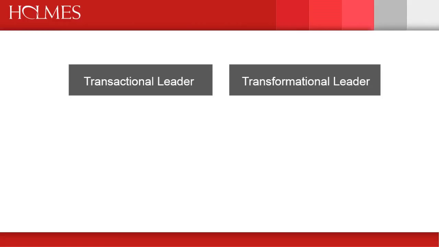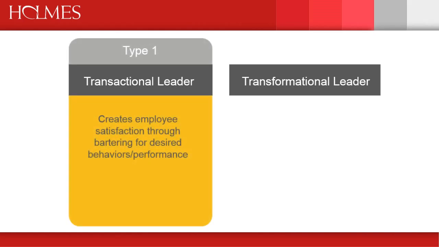Leaders can also be classified as transactional or transformational based on their leadership style. Transactional leaders create employee satisfaction through bartering for desired behaviour or performance. They ensure implementation of required conduct and procedures. Their negotiations to achieve desired outcomes often result in a dynamic relationship with the subordinates. For example, a leader may force his subordinates to work on holidays to achieve their yearly target. In return, they are given good performance appraisals.